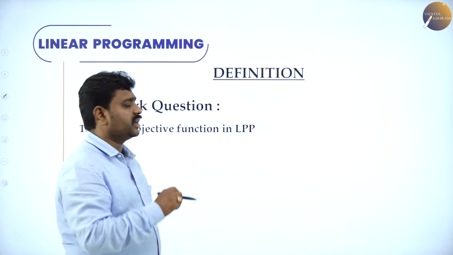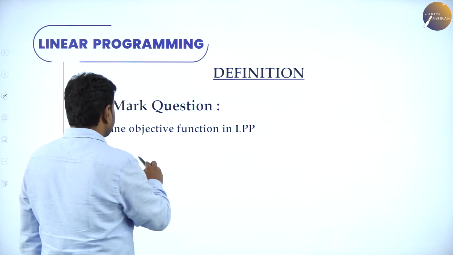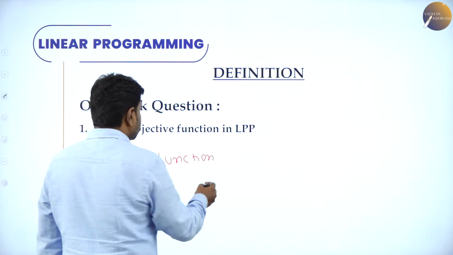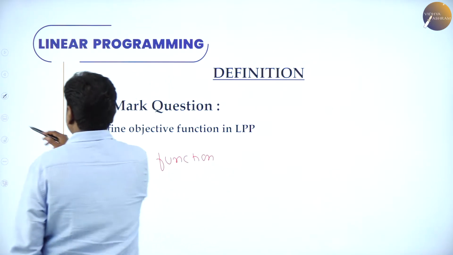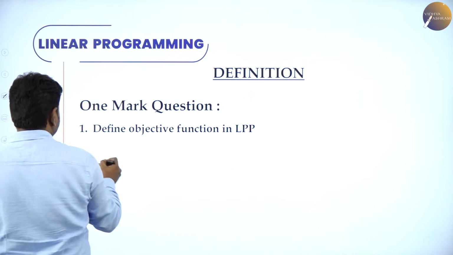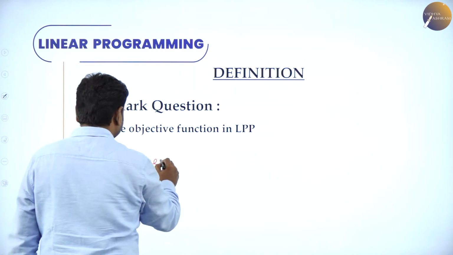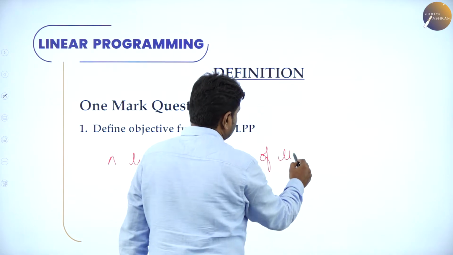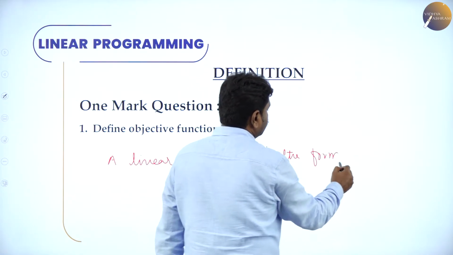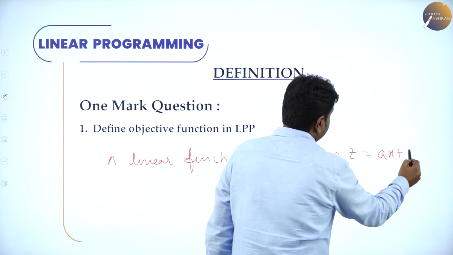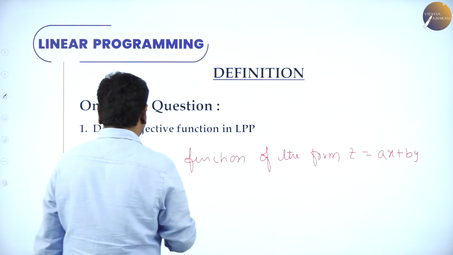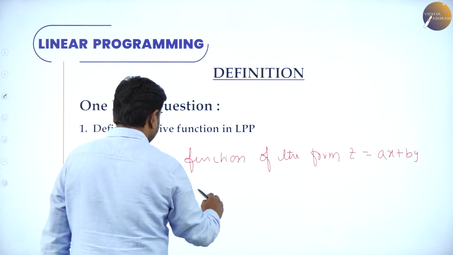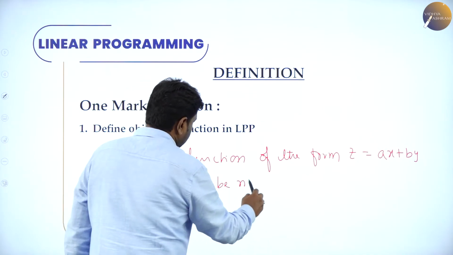And it will be in the form z is equal to ax plus by. Define objective function. What is the definition? A function of the form, it's a linear function. So it is better to say a linear function of the form z is equal to ax plus by, which we need to maximize or minimize, which has to be maximized or minimized.